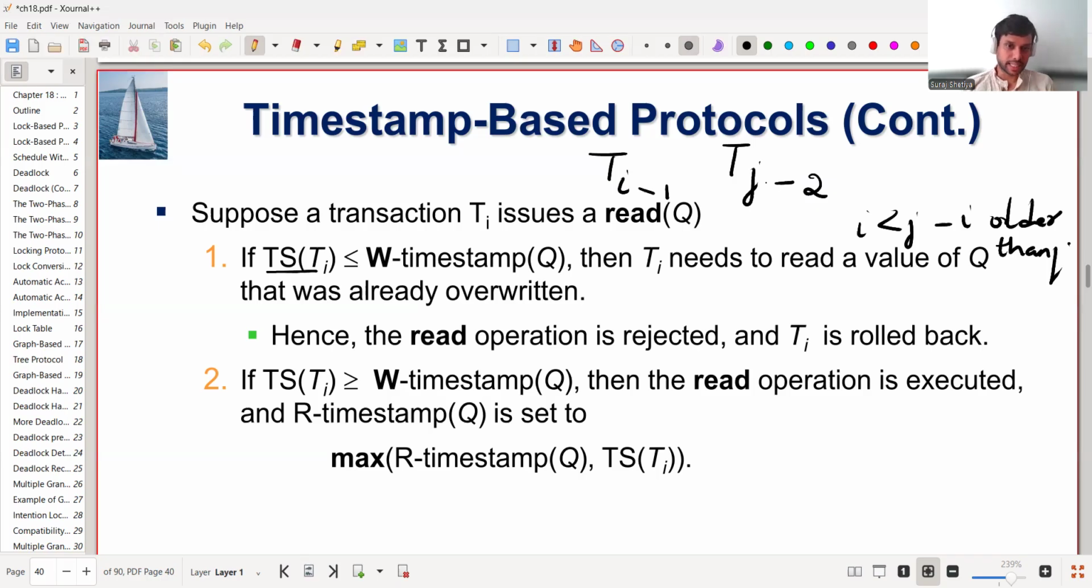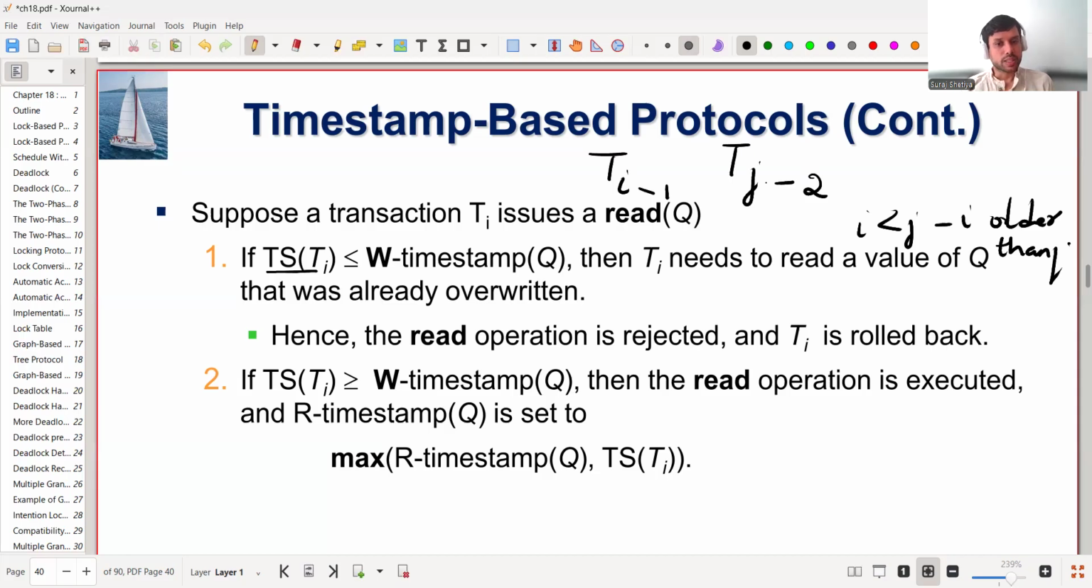So this check basically ensures that if it succeeds, that is, it's a newer transaction which is trying to read something that was written by an older transaction, so that this Ti is newer compared to whatever wrote this data item Q, then we should definitely be updating it. But the only thing that we should ensure is that the read timestamp is correspondingly updated. So this is what we will now be doing.